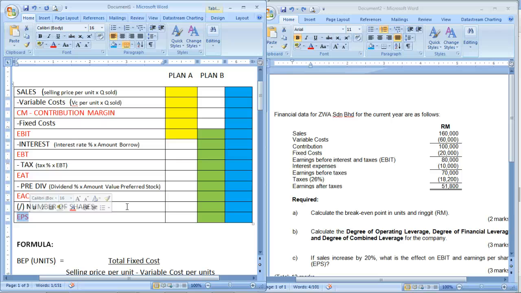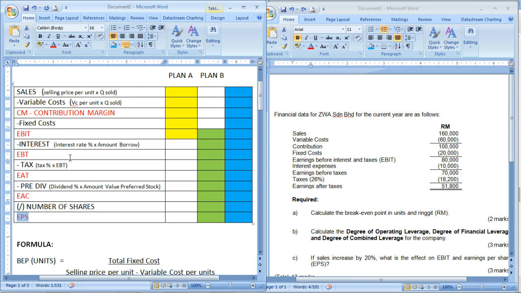Alright, sometimes when your EBIT, earnings before interest and tax, before you deduct all your financial costs, you realize that EBIT increased 10%. It's not necessarily that your earnings after tax, earnings available to common stockholders, or EPS will also increase 10%. That's why you need to calculate, because as I told you, when EBIT increases 10%, probably your EPS will increase 5% only, or 25%. It depends on how you control your financial costs, your interest, your dividends, and your tax as well.